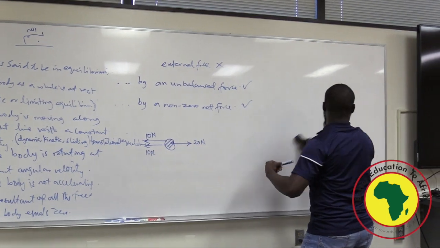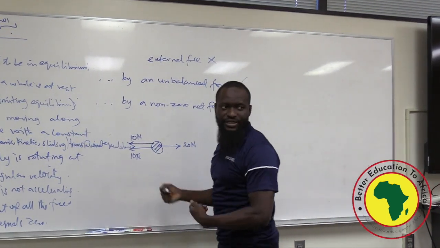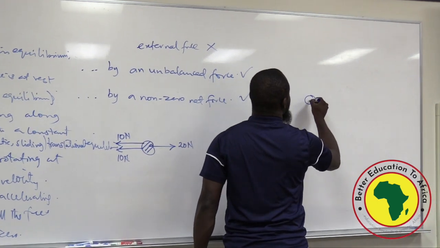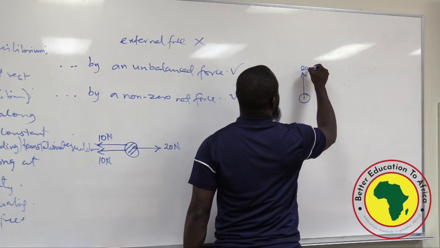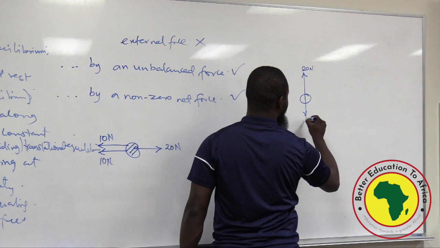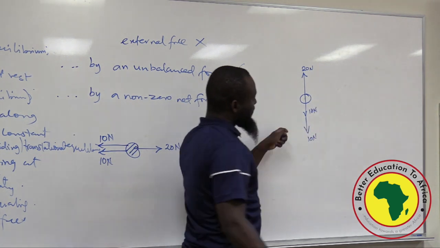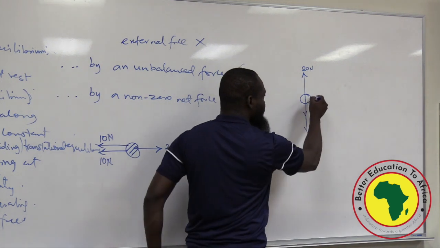in 2 different forms. Look at this body. I have 20 Newton here. I have 10 Newton plus another 10 Newton. Is this body in equilibrium?